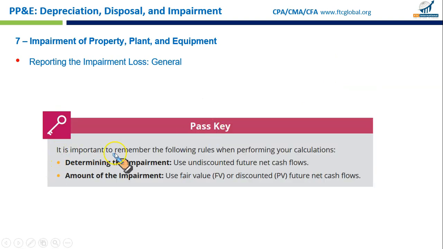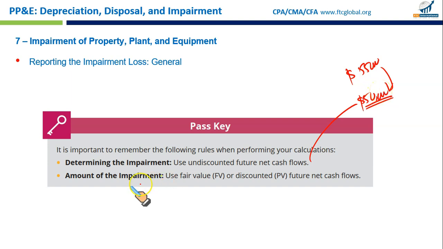Important point: it is important to remember the following rules when performing your calculations. For determining the impairment, use undiscounted future net cash flows, as we discussed a little while ago. For example, if your machine is expected to generate $50,000 in the future and its carrying value is $55,000, that means impairment has occurred because your undiscounted future cash flows are less than the carrying amount, right?